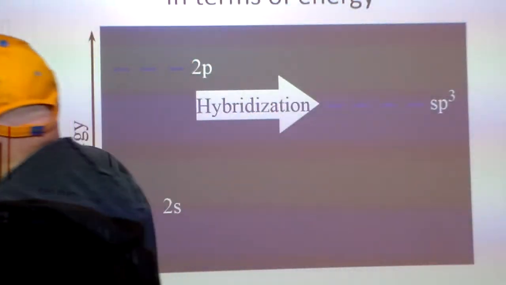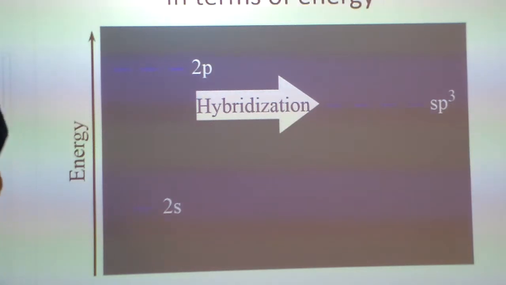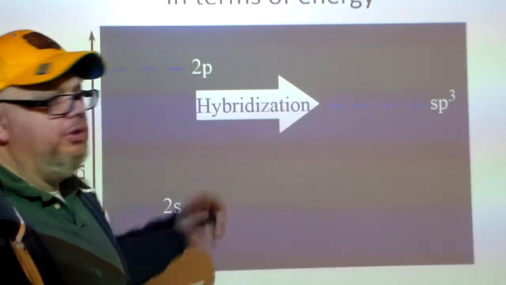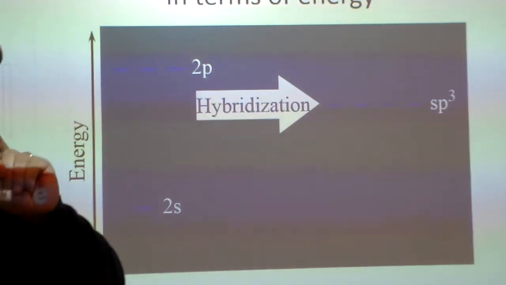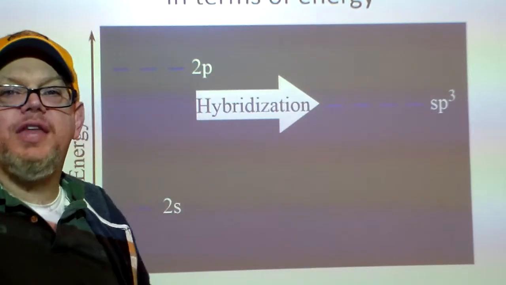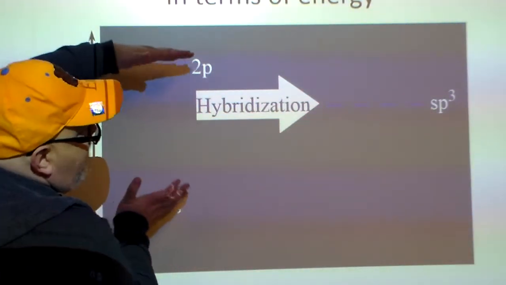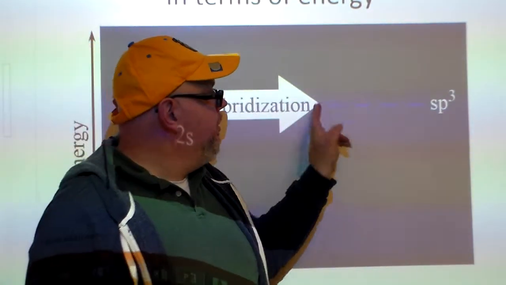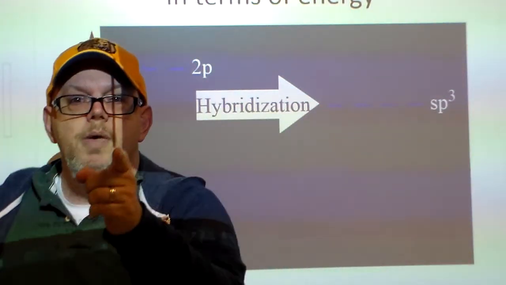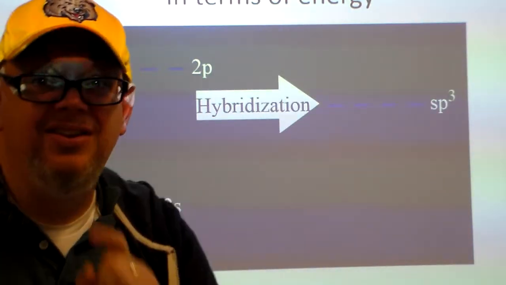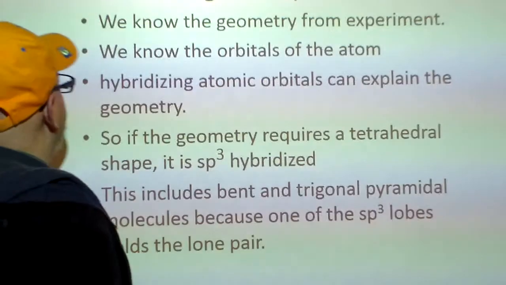Now we talked about the idea in terms of energy. We noticed that the sp3 is a little bit lower in energy. And the reason why it's a little bit less energy has to do with that stability. You're taking the 2s and the 2p and you're combining them. So that's why you have a little bit less energy there. And remember, less energy means more stability. That's another key idea here.